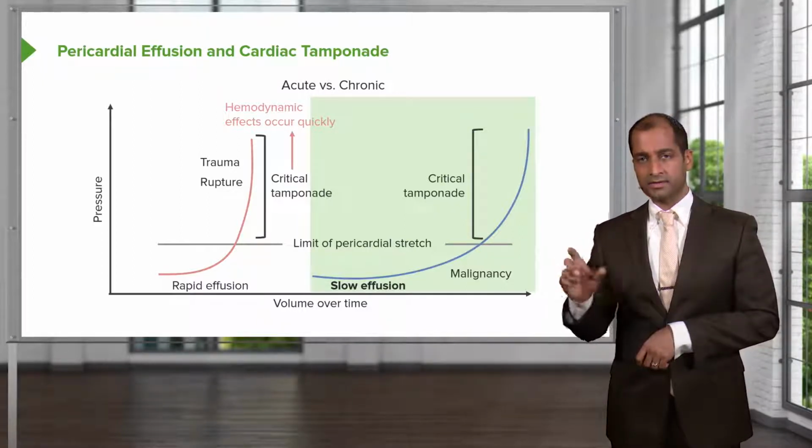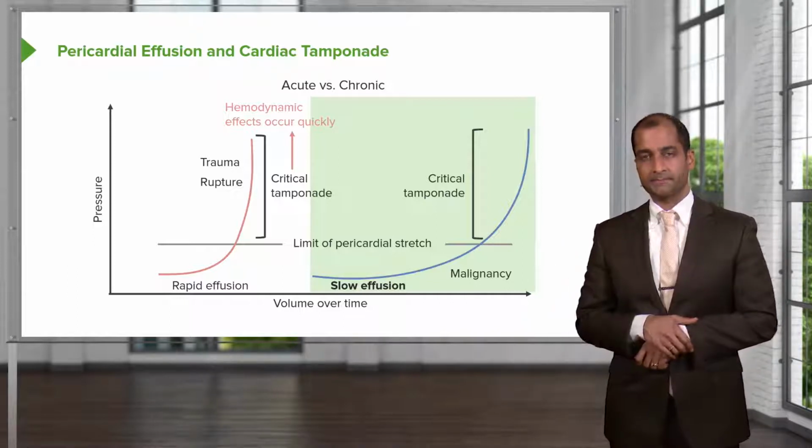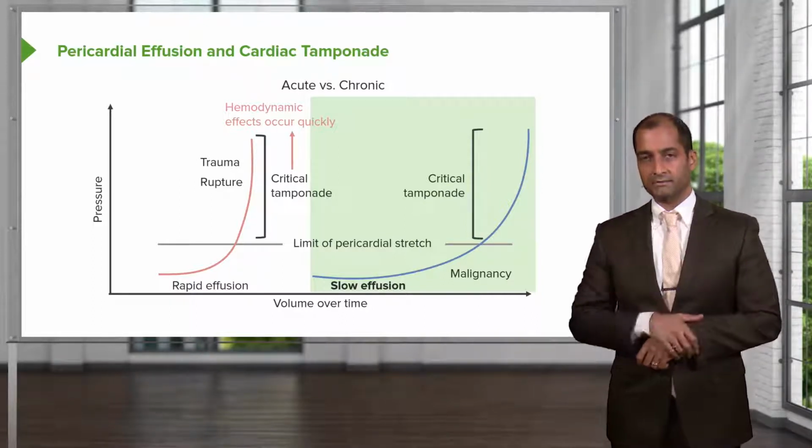Now here, you'll notice the critical tamponade region for slow effusion takes a little bit more time. These are important comparisons so that you clearly distinguish between acute and chronic type of effusions.